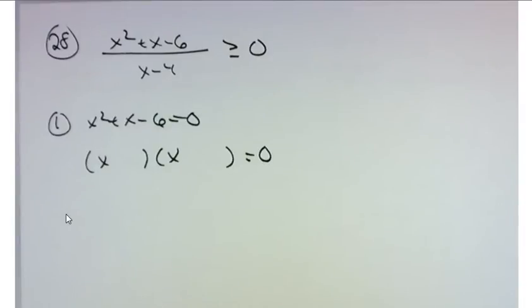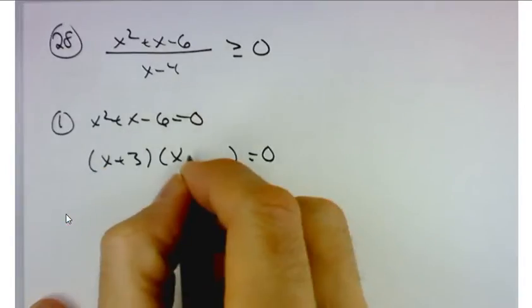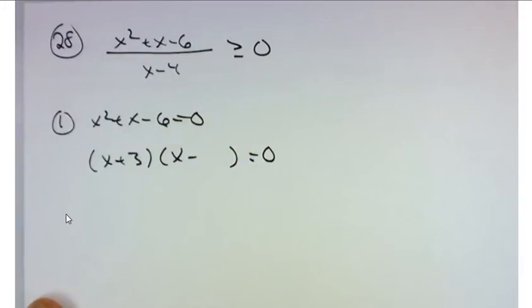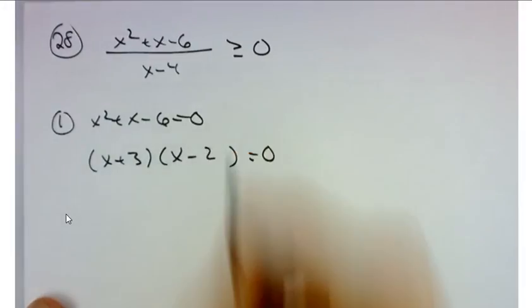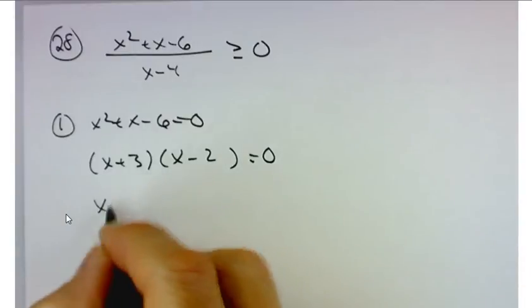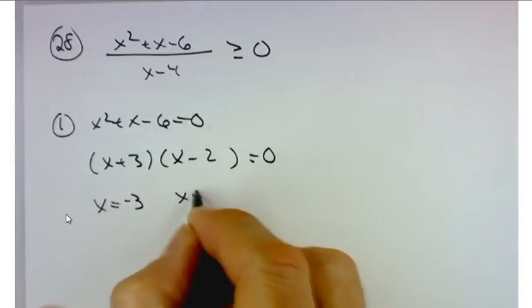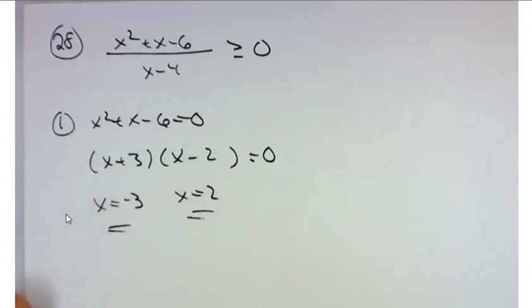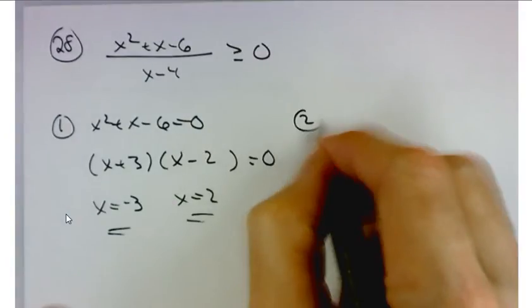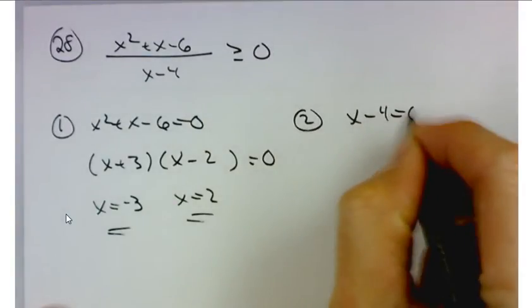Good. X plus 3. Thank you. X minus 2. So we get two solutions from there, right? We get negative 3 and 2. Thanks, Lisa. Second thing, I need to know where the denominator equals 0.